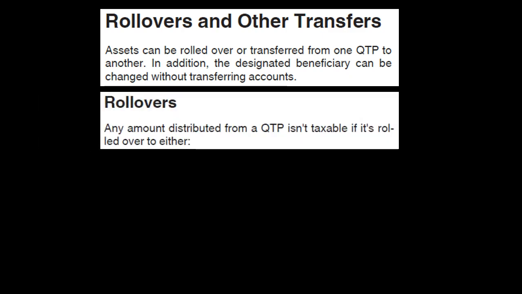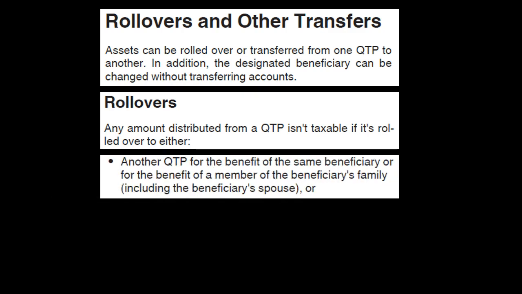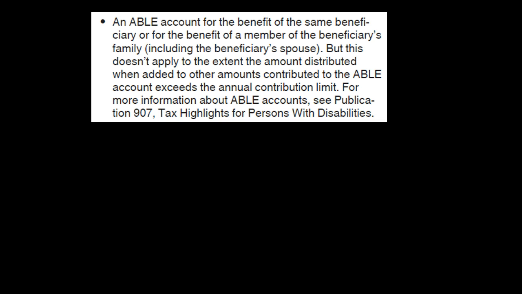So rollovers. Any amount distributed from a QTP isn't taxable if it's rolled over to either another QTP for the benefit of the same beneficiary or for the benefit of a member of the beneficiary's family, including the beneficiary's spouse, or an ABLE account for the benefit of the same beneficiary or for the benefit of a member of the beneficiary's family, including the beneficiary's spouse. But this doesn't include the extent the amount distributed, when added to other amounts contributed to the ABLE account, exceeds the annual contribution limit.